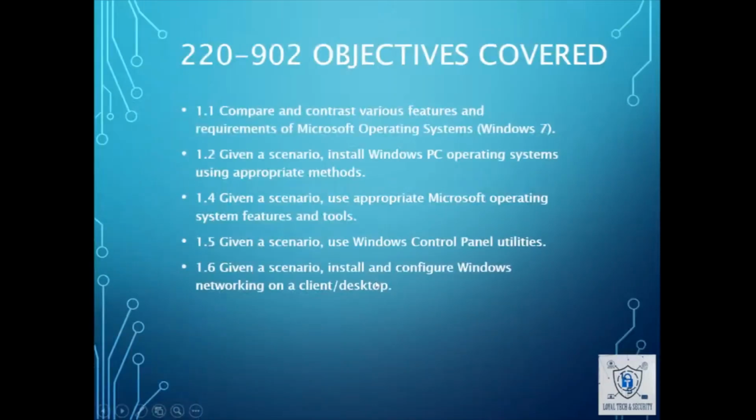So let's move forward. In Windows 7 के chapter के अंदर हम compare and contrast करेंगे various features and requirements of Microsoft operating system Windows 7. Install Windows PC operating system using appropriate methods. ये theory है, ये part is not practical. After this training, I will initiate another session for Windows 7 installation method and how to install it. Here we will use appropriate Microsoft operating system features and tools, use Windows control panel utilities, install and configure Windows networking on a client or a desktop.